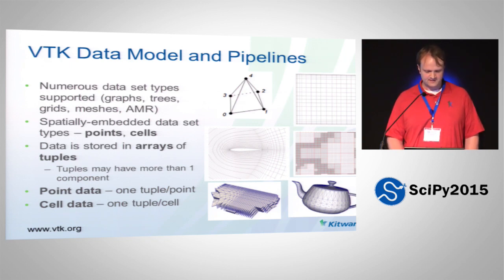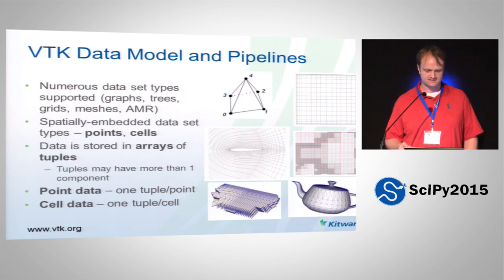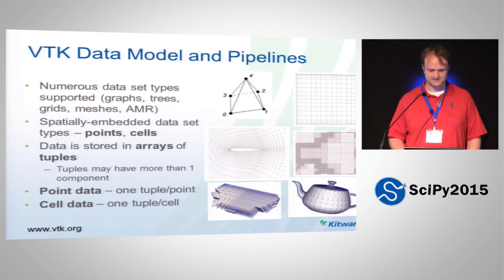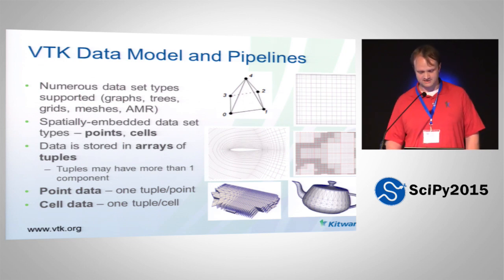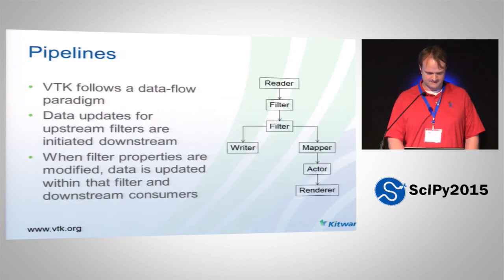And these arrays might have, for each point, more than one component. Say like a vector field might have an X, Y, Z component. And so we call one of those a tuple. And there's a tuple in each data array associated with a point for point data, or one associated with each cell in the case of cell data. It really depends on what your simulation produces.